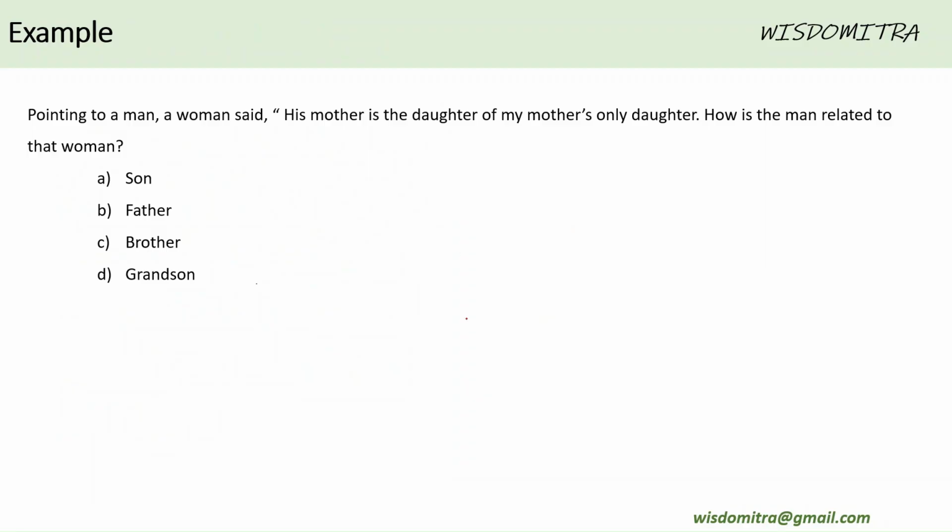If you see over here, the question says that a woman, pointing to a man, says, his mother is the daughter of my mother's only daughter. How is the man related to the woman? Let us draw this question and try to understand what the woman means. The lady says his mother. So let us call that particular person man, right? His mother. Let us call that lady mother, and since it's a lady, I'm putting a cap on it.